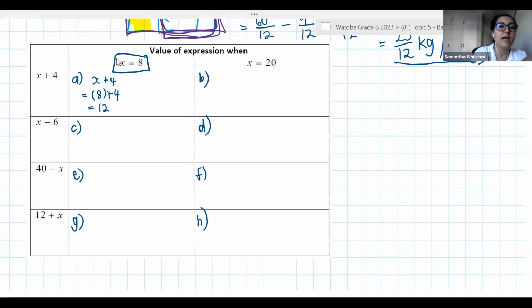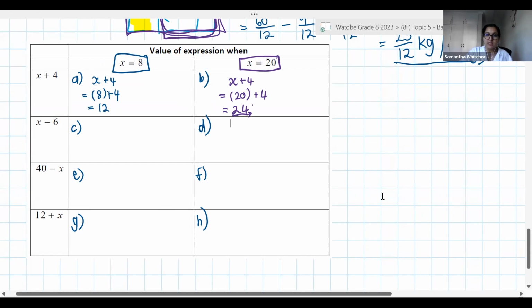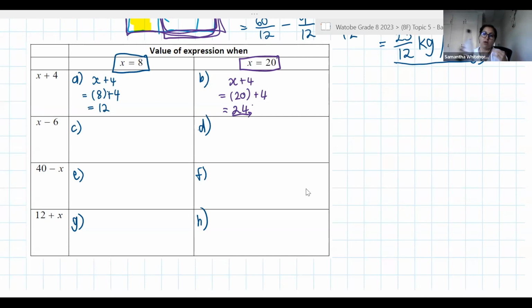If I then move over and work out the value of the expression when X is 20, I still have X plus 4, but now I've got 20 as my value for X. And so if X is 20, the value is 24. So what I want you guys to do is try C, D, E, F, G, and H for me. Put them on the chat, number them, and then I'll grab some hands to explain how you did it in a minute or two. But remember on the chat, write C, answer, D, answer, E, so that we know which is which.